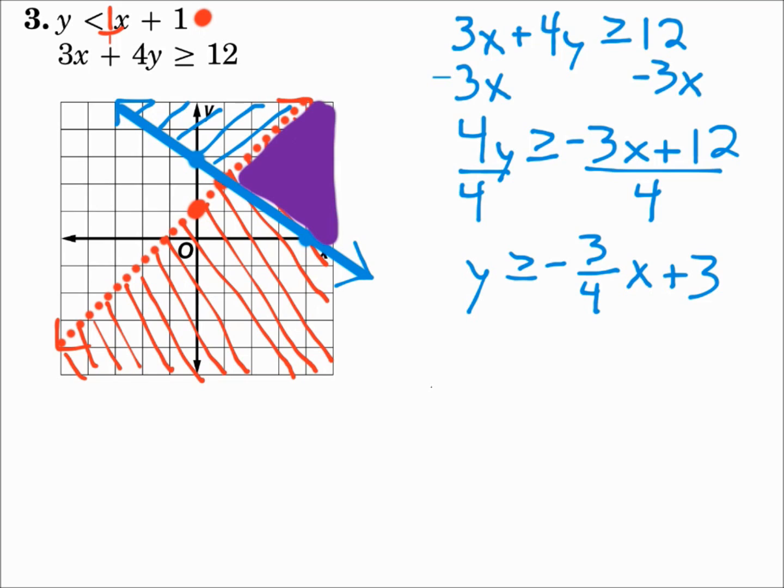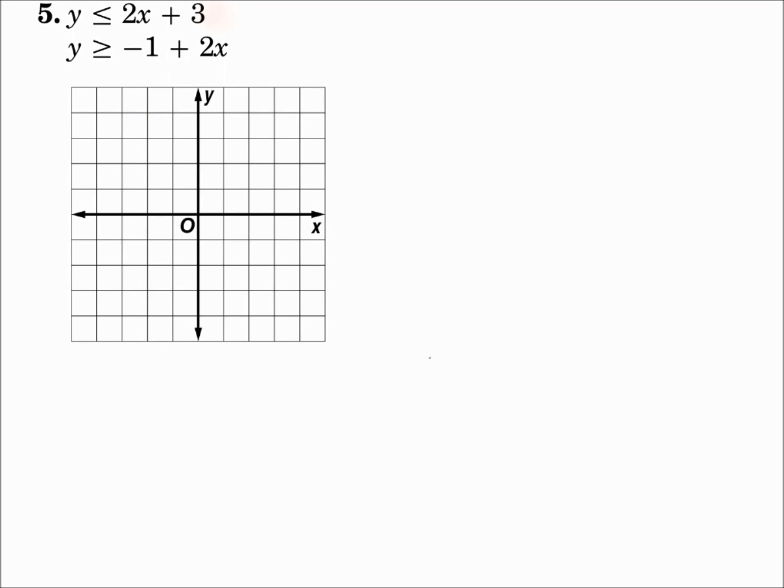Remember, if an inequality is not solved for y, solve it for y and get it in slope-intercept form. Number 5. y is less than or equal to 2x plus 3, and y is greater than or equal to negative 1 plus 2x. The first inequality is in slope-intercept form, so we can go ahead and graph it, and we'll use red. The y-intercept is 3, and the slope is 2, which is 2 over 1, so we'll rise 2, run 1.